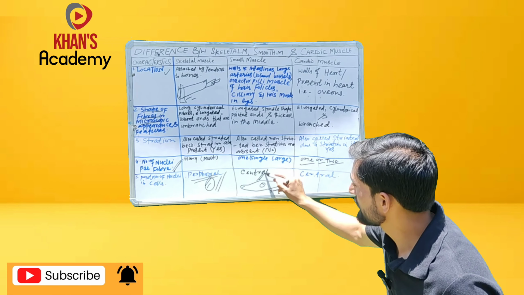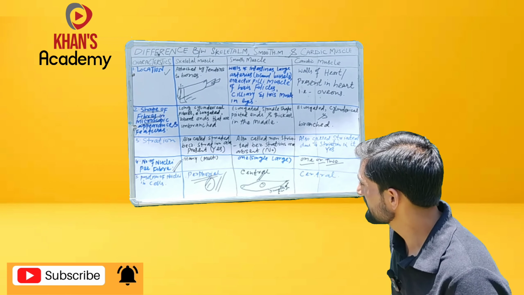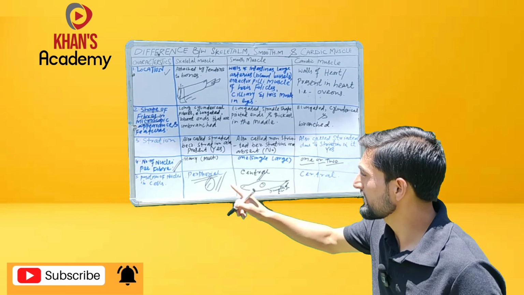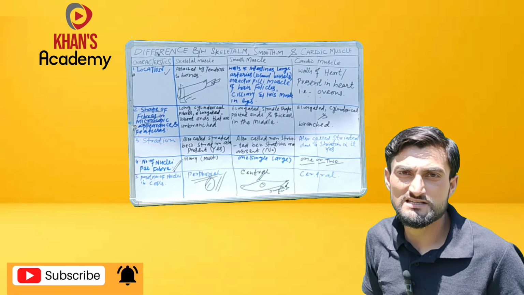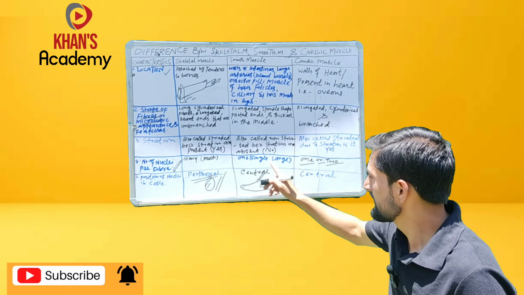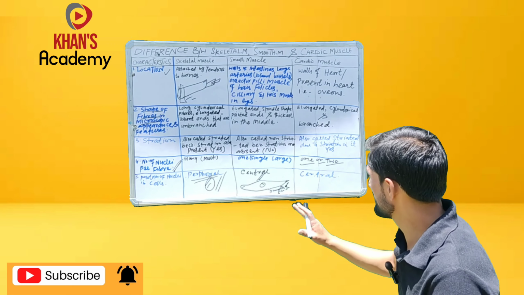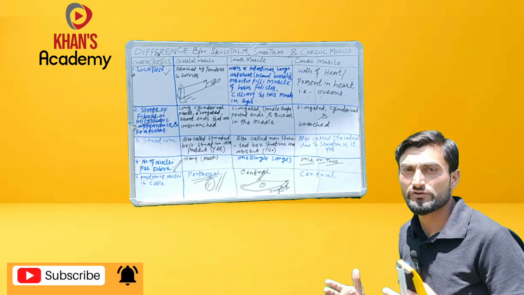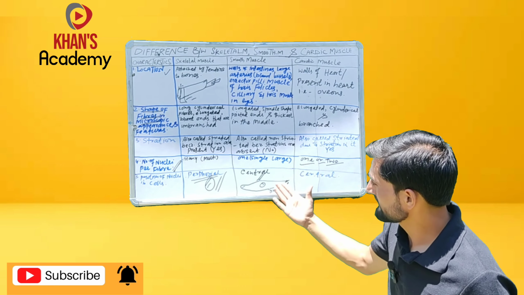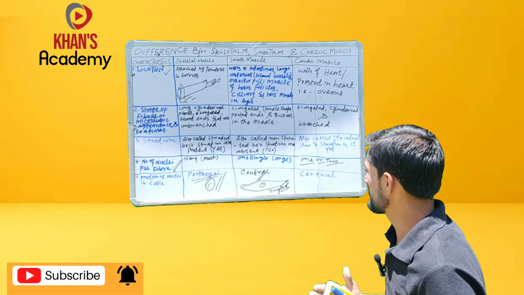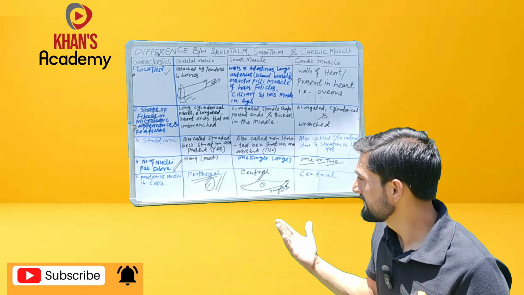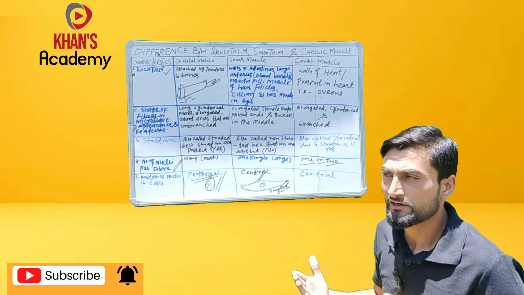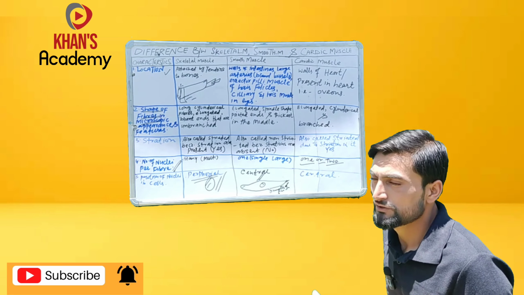And when it comes to the smooth muscle, the position of the nucleus in the smooth muscle cell is central, a single large nucleus. And in case of the cardiac muscle, like the smooth muscle, the cardiac muscle has centrally located nuclei. It contains one or two nuclei.